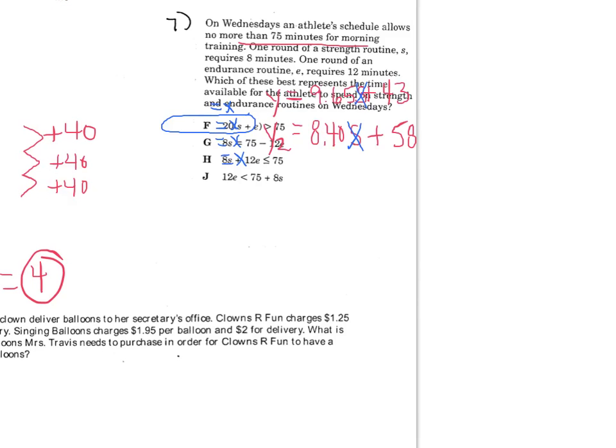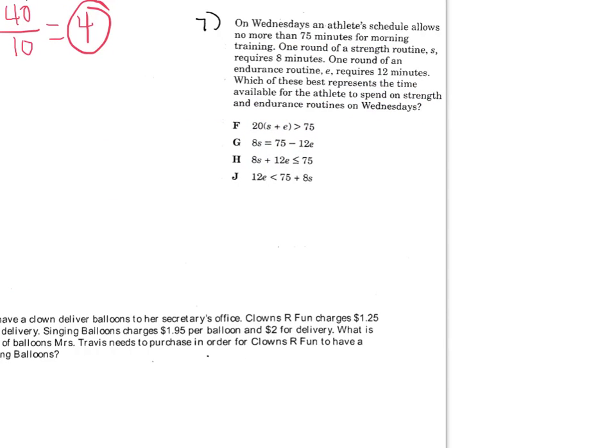Okay, well, first of all, I'm going to recognize this right here. It says no more than 75 minutes. Let me get my pen. No more than 75 minutes. That means that the amount of time that I spend training should be less than or equal to 75. Well, if you look at these equations right here, the only one that has less than or equal to 75 is answer choice H. So let's make sure that the rest of it makes sense.